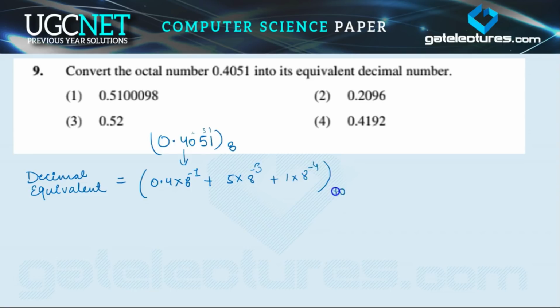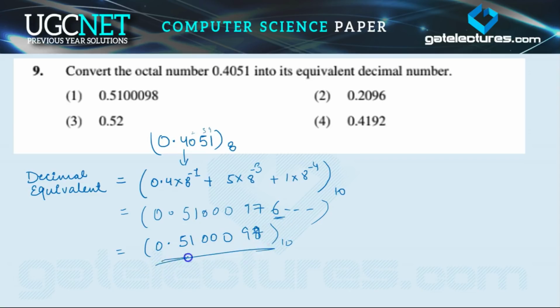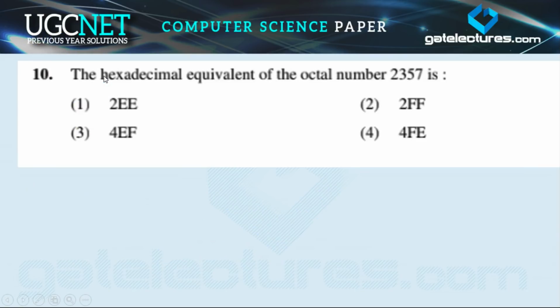And this is the decimal equivalent, so the base is 10. Now after solving this, you get something like 0.510000976 and something, right? And if you take the approximation, because the number after 7 is greater than 5, so this will be 978. So after approximation you get this answer, so that's why option A is the correct one.